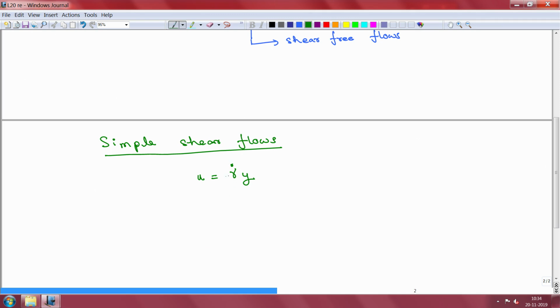We will clarify why we are writing it as gamma dot; it is basically some constant times y. The other two velocity components, v and w, should be 0. So it should be a one-dimensional flow, such that the flow in the x direction is a function of y. And in general this gamma dot can be a function of time.